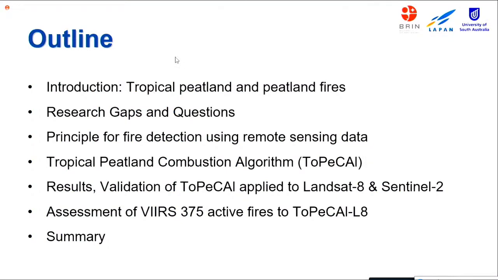So here is the outline of the presentation. First, I'm going to briefly introduce the tropical peatland and the peatland fires, and then the research gaps and the questions. The third is the principle for fire detection using remote sensing data. And then the establishment of the tropical peatland combustion algorithm, which we call TOPCOM, and the result validation using Landsat 8 and Sentinel 2, and also the assessment of the hotspot active fires against the result of the algorithm, and the summary.